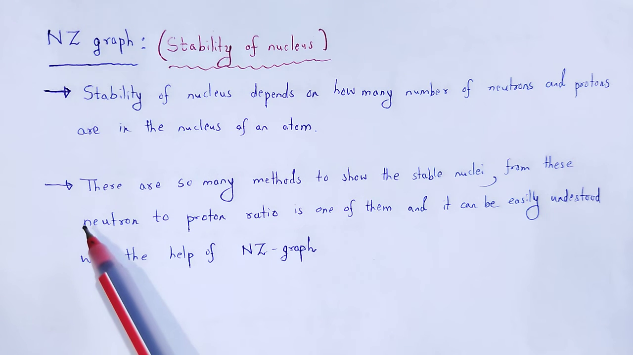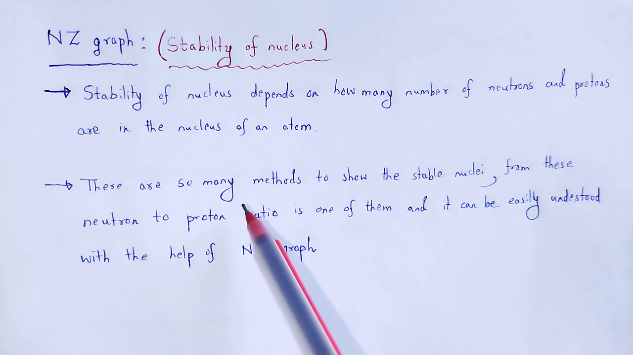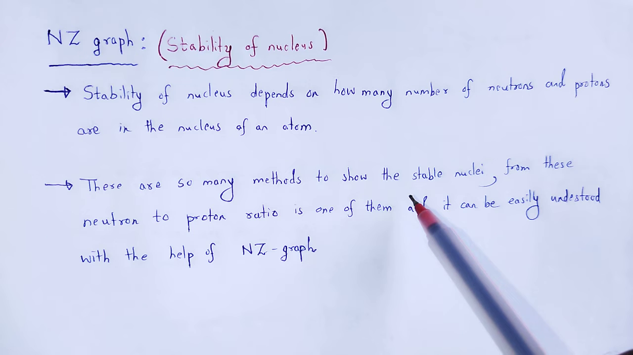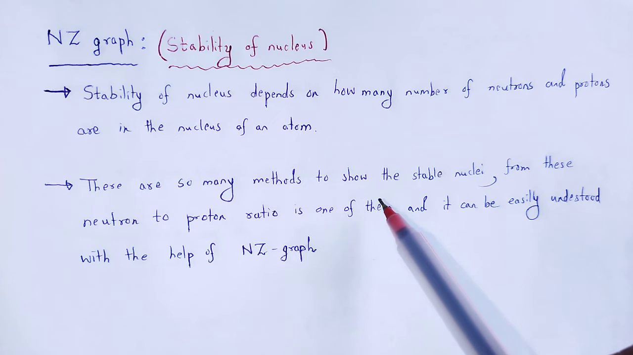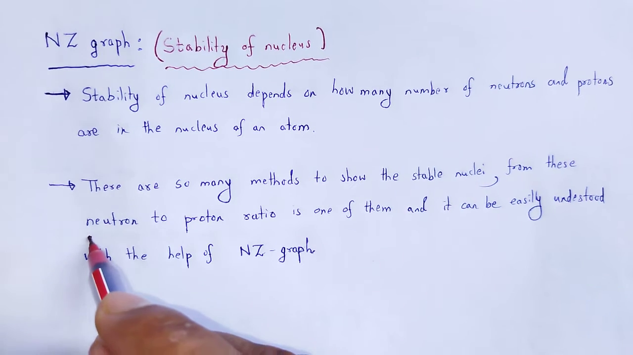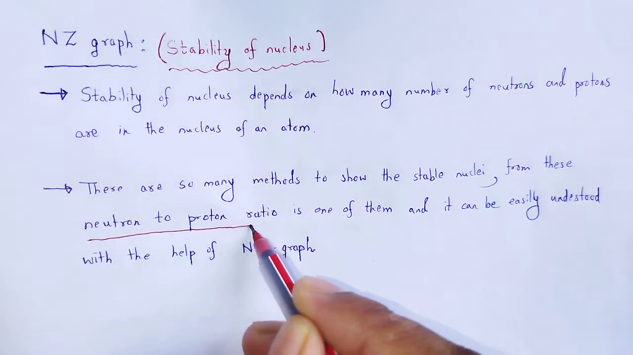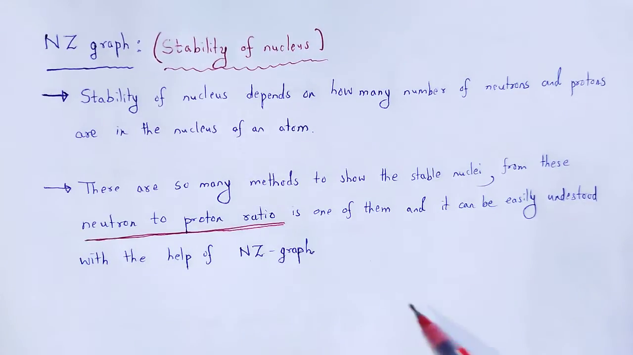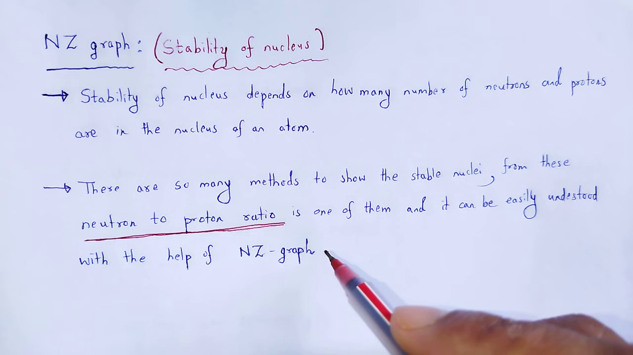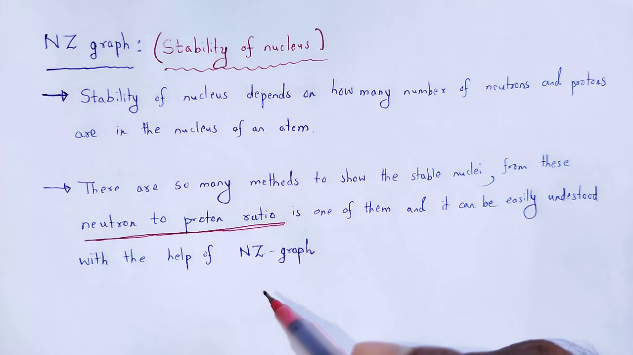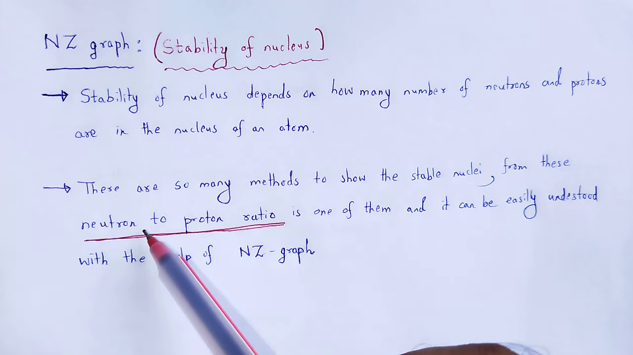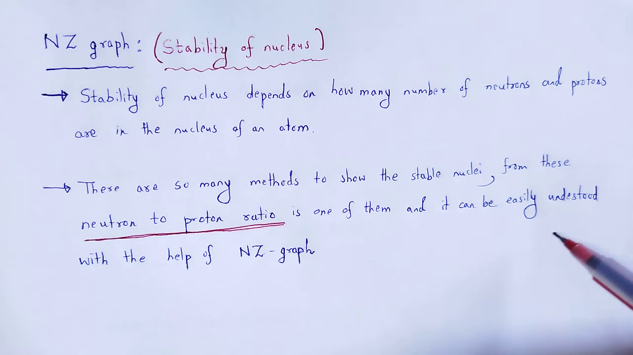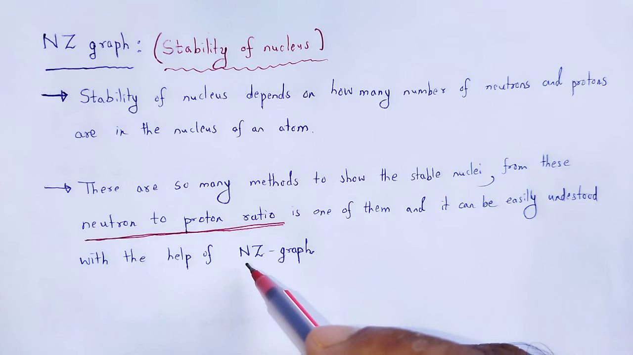To study the stability of the nucleus, there are so many methods to show the stable nuclei. From this, the neutron to proton ratio, how many neutrons and protons are there in the nucleus of a particular atom. On that basis, we study the stability of the nucleus. Neutron to proton ratio is one of them, and it can be easily understood with the help of the NZ graph.